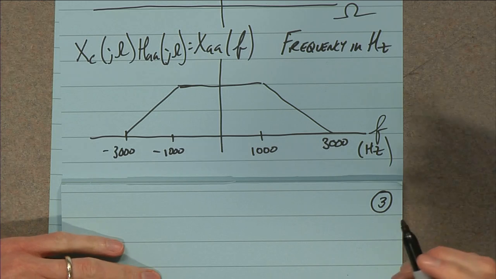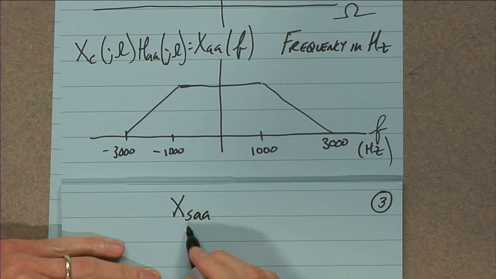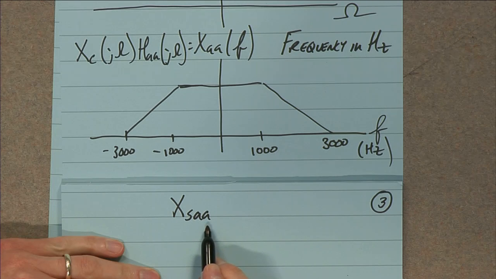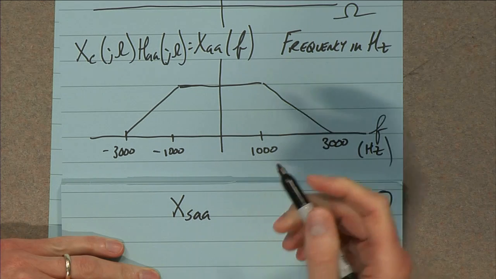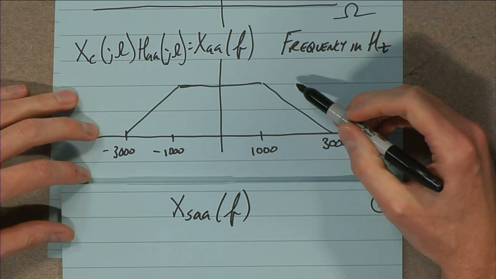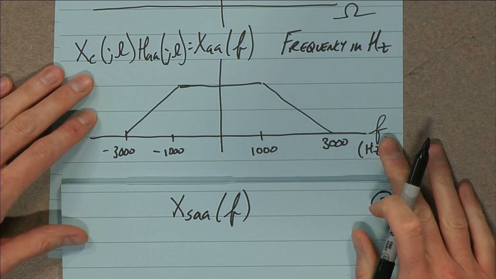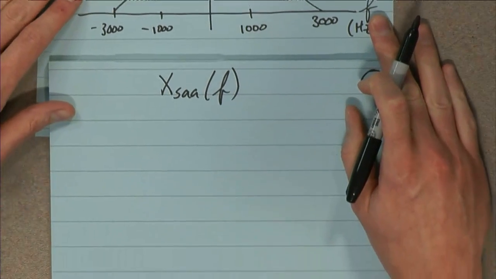If we go back to our original theory, I'm going to call this S for sampling and AA for anti-aliased. And this is a sketch. Notice I'm calling it a sketch because I'm not keeping track of the amplitudes, because it's mostly notional at this point.